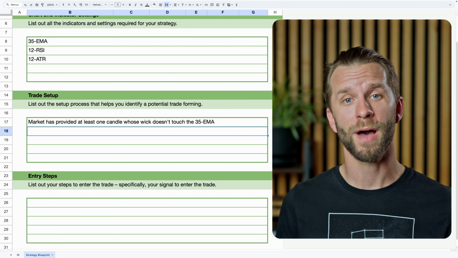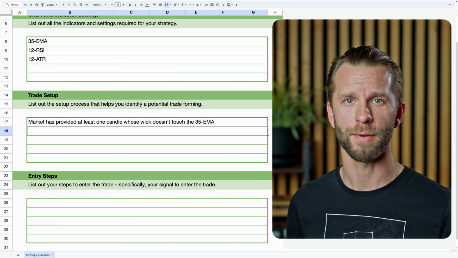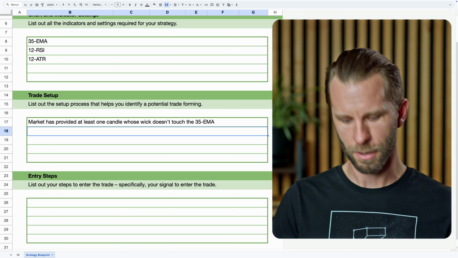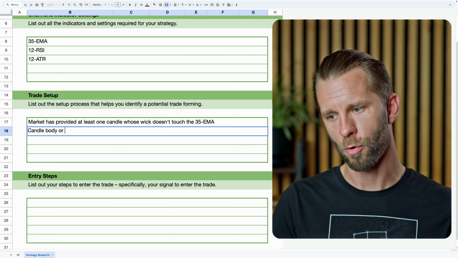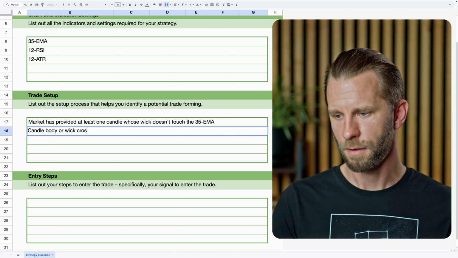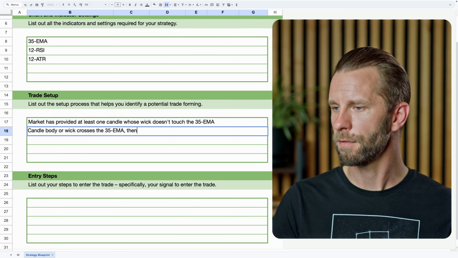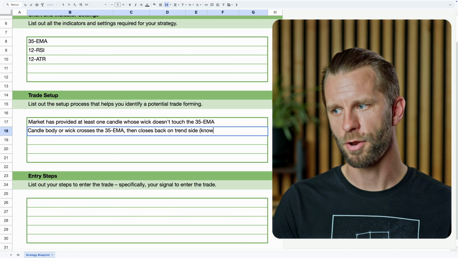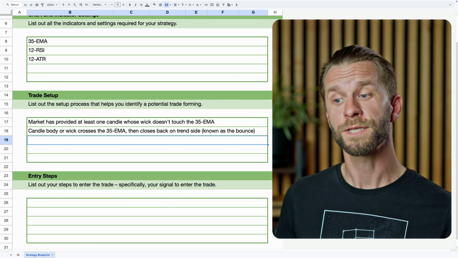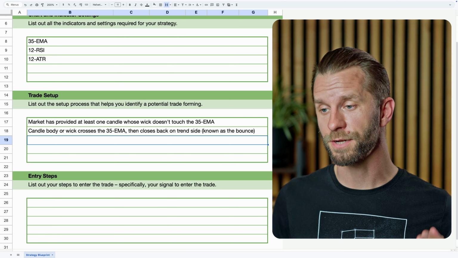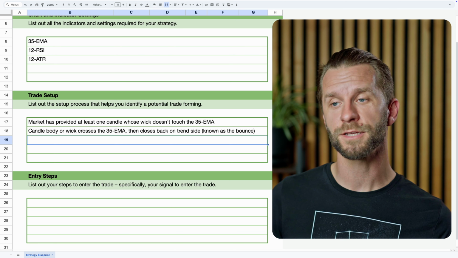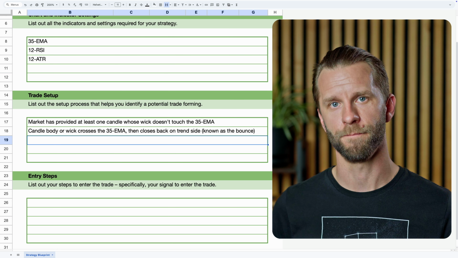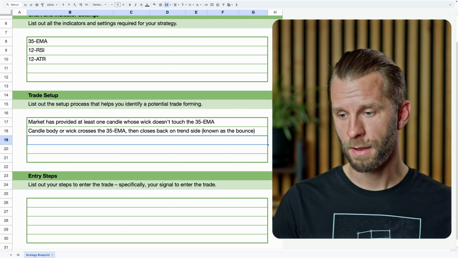This was to ensure the market wasn't just sitting on the EMA, but instead had some movement towards or away from it. Next point, candle body or wick crosses the 35 EMA, then closes back on trend side, known as the bounce. This is the interaction point. At some point during this candle's formation, it must cross the 35 EMA, then return back on the side it came from. We'll further define that here.